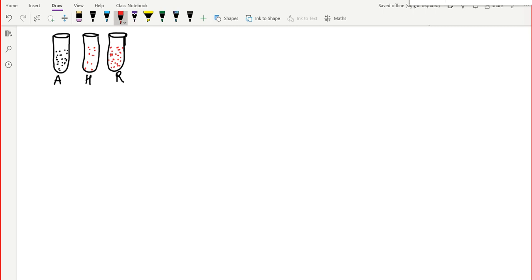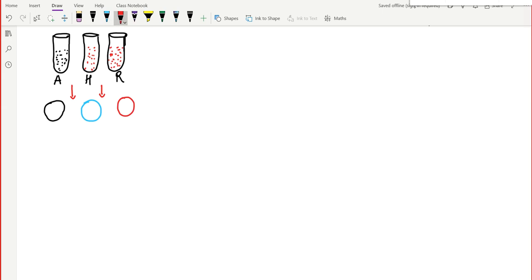And we have found that Rishikesh and Rohit have the same blood group. Now what do we have to do? The first thing we're going to do is isolate the DNA from here. For example, this is the DNA which we have isolated from sample A. This is the DNA which we have isolated from sample H. And this is the DNA which we have isolated from sample R.